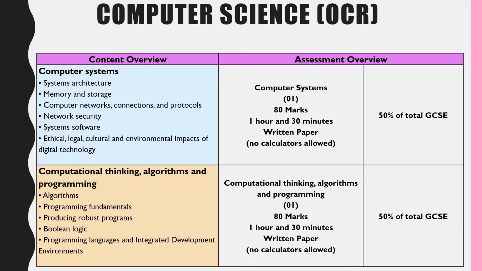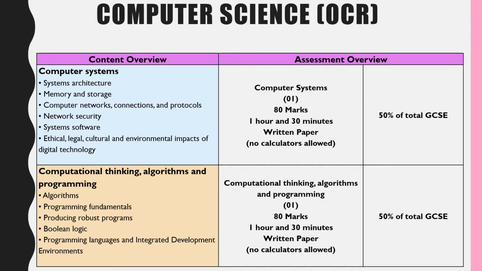On this slide you'll see the breakdown of the OCR GCSE Computer Science, and it's split up into two papers. We have our computer systems paper, which is paper 1, and that covers system architecture, so some of the hardware and software within our computer system and the function of the CPU. We look at memory and storage, how to create computer networks and some of the protocols that we use within that. We start to look at system security and the malware that we can come across and how to protect against it. System software, so the functions of the operating system.